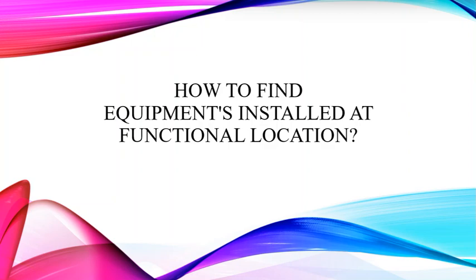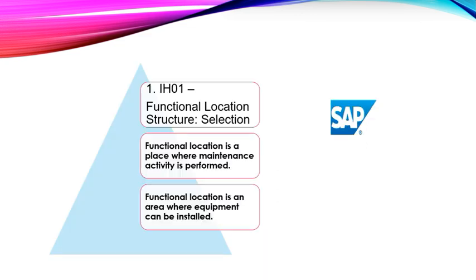Hello everyone. Today in this video you are going to learn how to find equipment installed at functional location. We can find out equipment installed at functional location using SAP transaction code IH01.